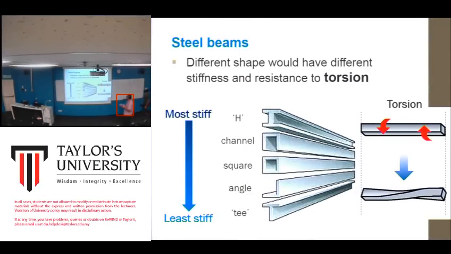And then this is a steel beam. So this is how a steel beam looks like. It is in the form of H, C channel, square, but square has a hollow inside. And then we have angle in L shape and T form. Different shapes would have different stiffness and resistance to torsion. So the force that should be taken into consideration when using this type of beam is torsion. Yeah. This force.